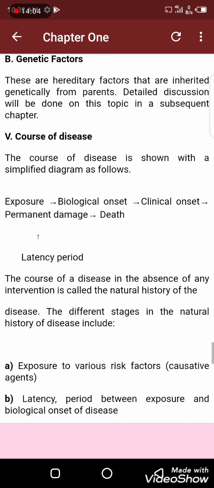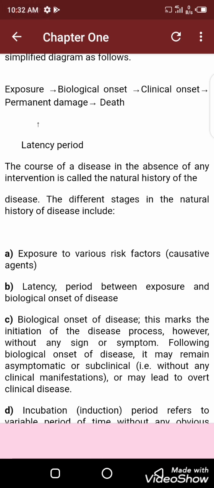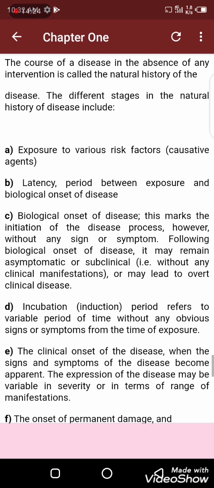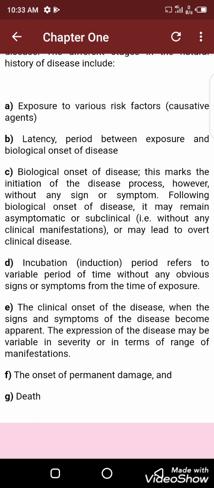So, course of a disease. The course of a disease is shown with a simplified diagram as follows: exposure, biological onset, clinical onset, permanent damage, death. So, latency period. The course of a disease in the absence of any intervention is called the natural history of a disease. The different stages in the natural history of a disease include exposure to various risk factors, causative agent, latency period between exposure and biological onset of a disease. Biological onset of a disease: this marks the initiation of a disease process.